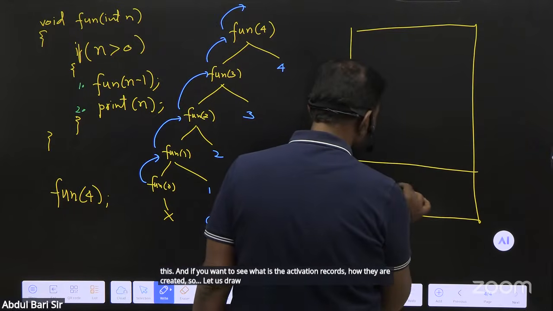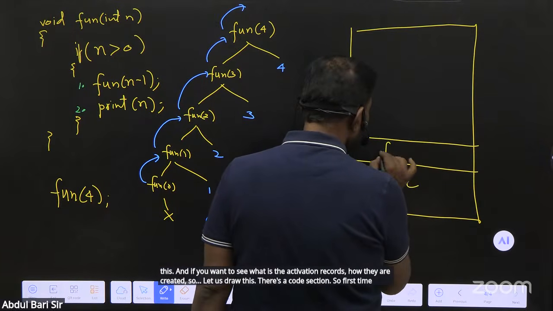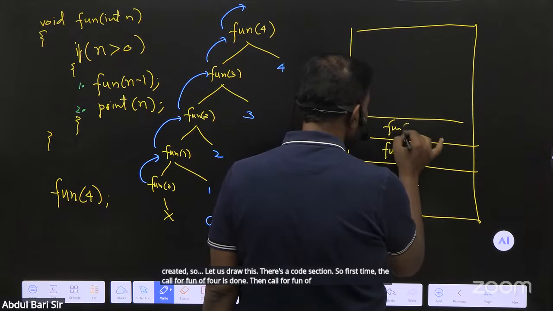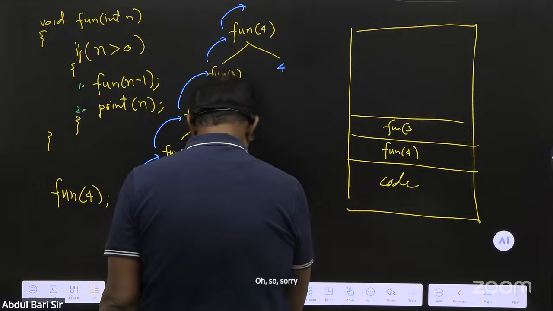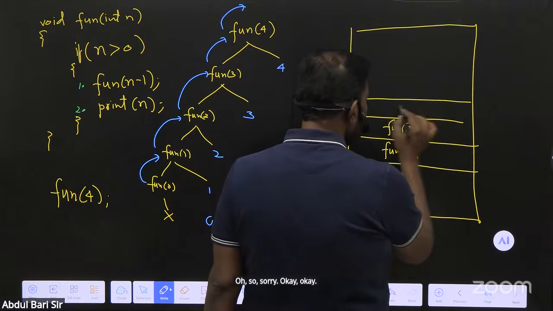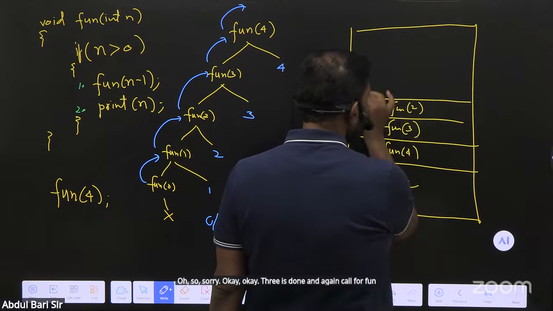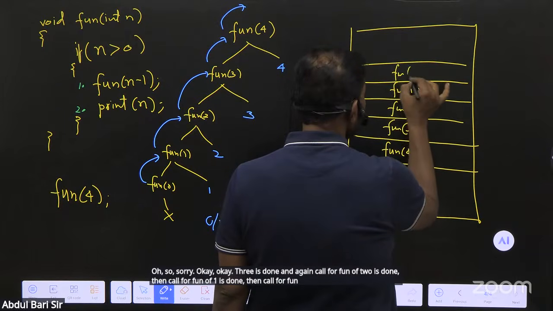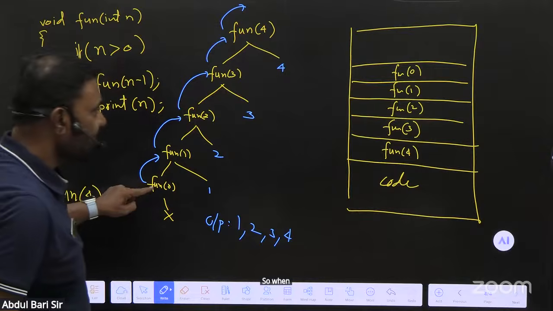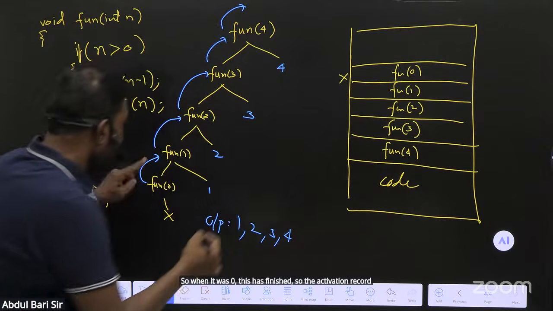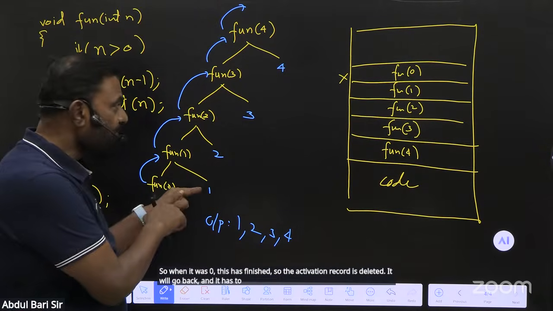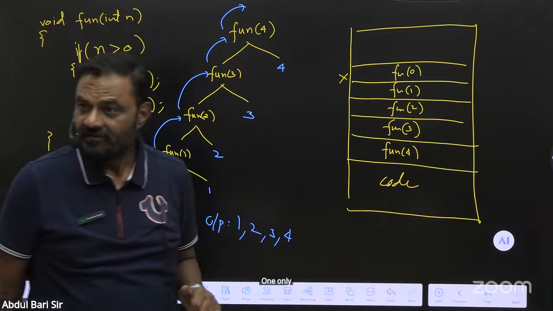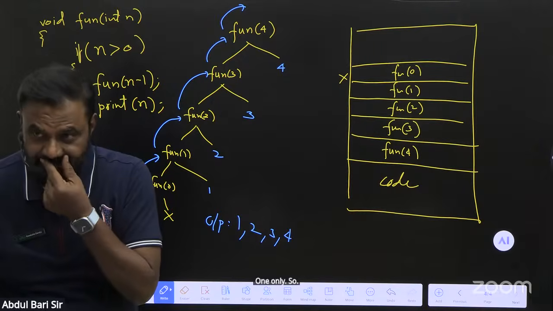This is the code section. So first, the call for fun of 4 is done. Then call for fun of 3 is done. And again, call for fun of 2 is done. Then call for fun of 1 is done. Then call for fun of 0 is done. So when it was 0, this has finished. So the activation record is deleted. It will go back and it has to finish the printing part. So what is the value of n in this one? 1 only. So it will print that 1.